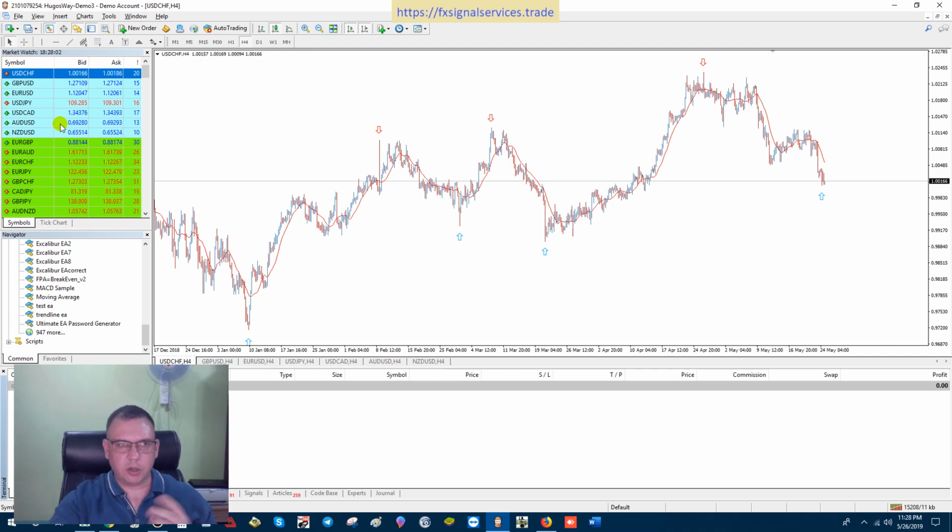To start with, US dollar, Swiss franc, USD/CHF. I'm going to start by showing you the 4-hour chart. On the 4-hour chart, it looks like it hit a strong level of support and it's getting ready to come up. So I feel that it's definitely going to be going up this week.